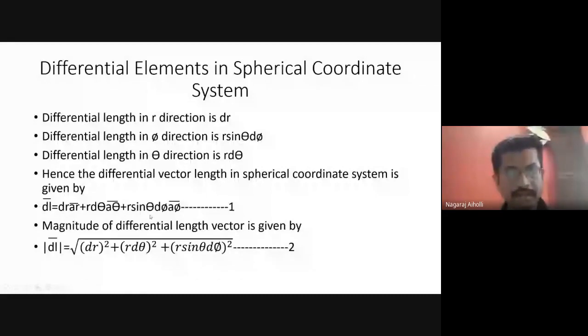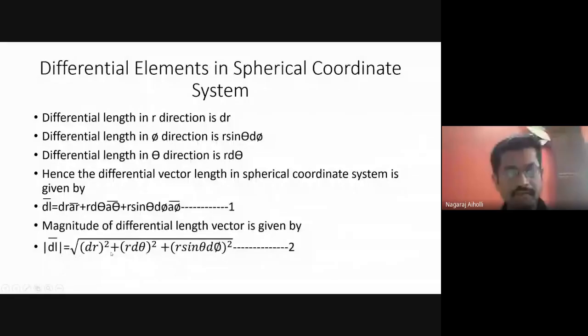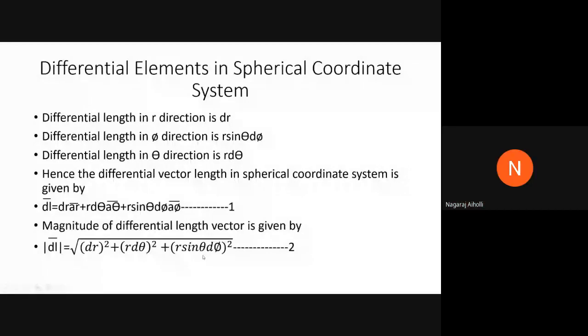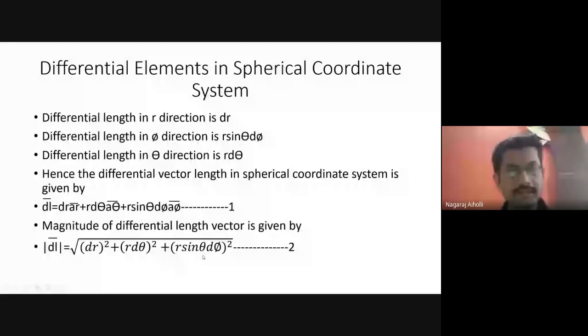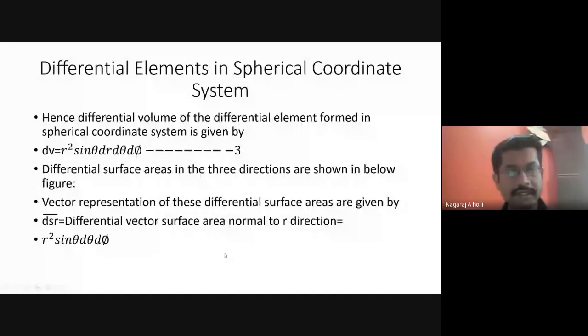Differential length vector magnitude is magnitude of dl bar is equal to square root of dr square plus r d theta square plus r sine theta d phi square. Simple. Next one is a volume dv, that is multiplication of all the three coordinates, that is r square sine theta dr d theta d phi.